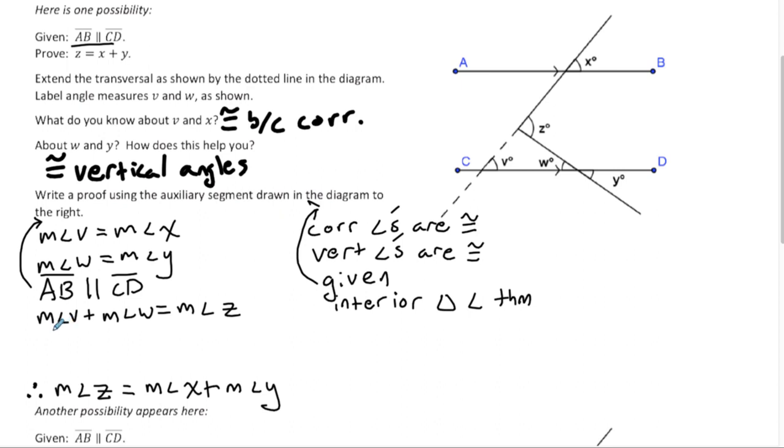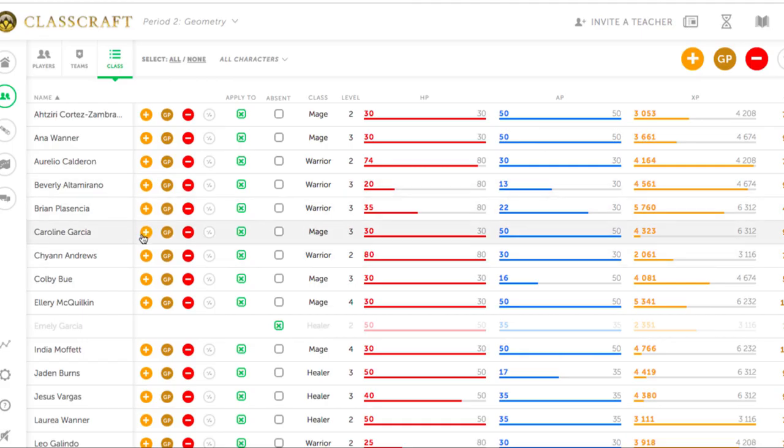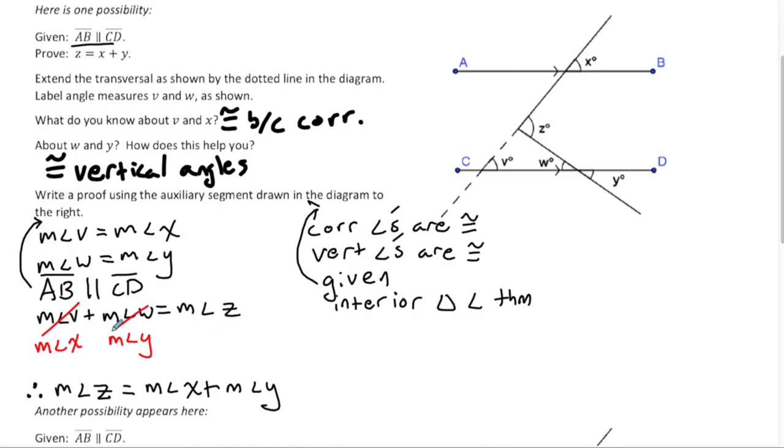I can say that v, this one is going to turn into which angle? V is equal to which other angle? Someone help me out. Help me out, Caroline. Yeah, so I can say that one turns into the measure of angle x. W turns into, India, the measure of angle y. And you can see that up here. We can sub them out. So let me give Caroline and India your XP before I forget.